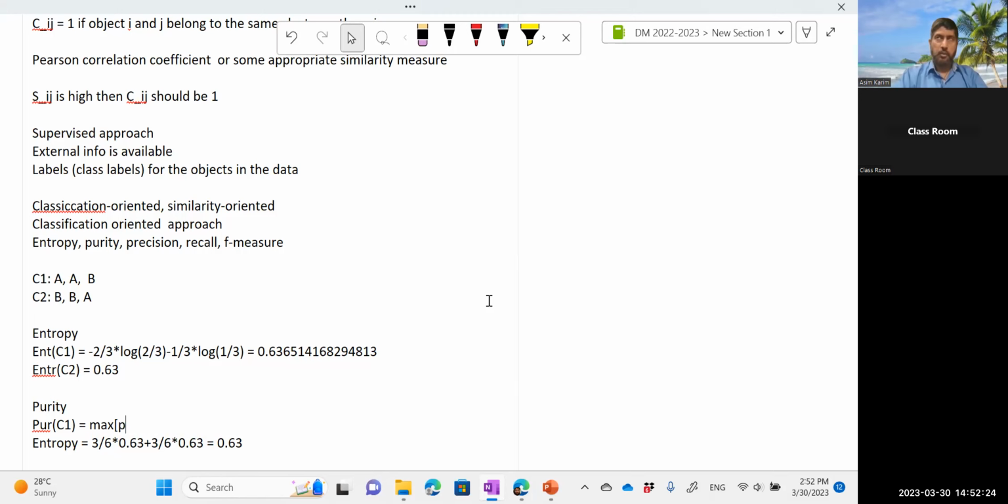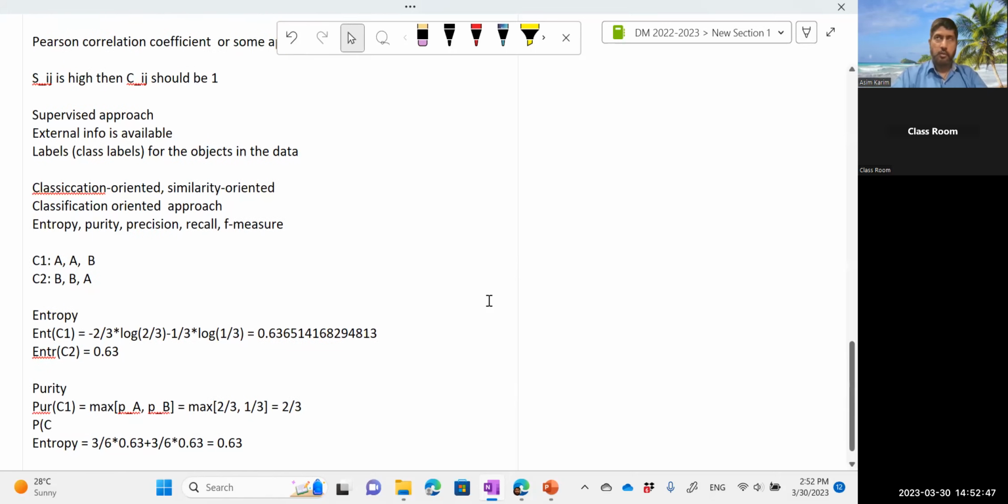We had two classes here. Let's say I call them PA and PB. So you have the max. What is the number of points that belong to class A? That's 2/3, and this one is 1/3. So purity would be 2/3 for cluster 1. Similarly, purity of cluster 2 would also be 2/3.